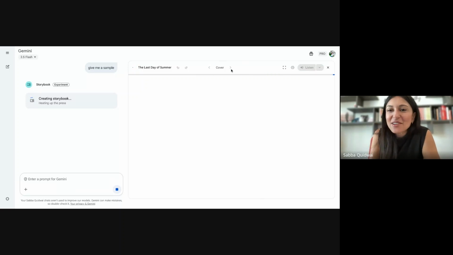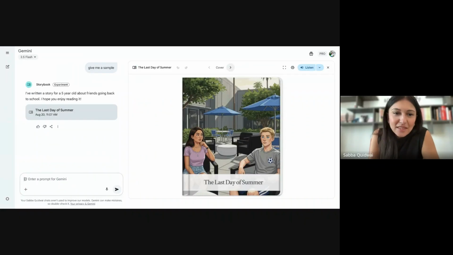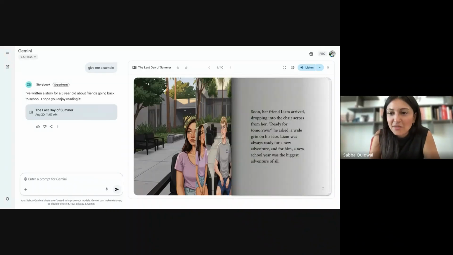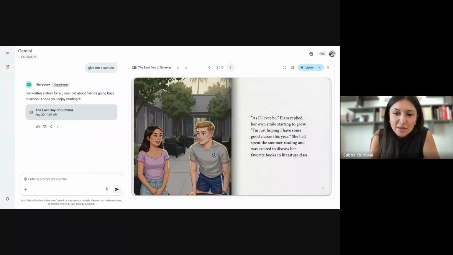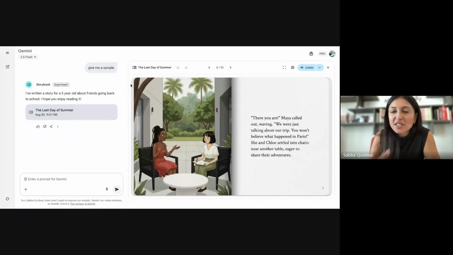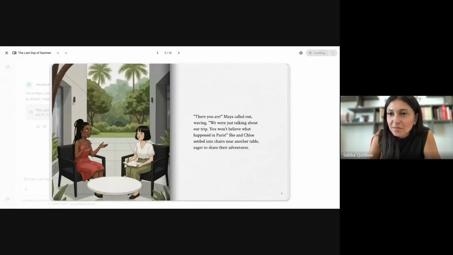So let's go ahead and take a look. It says this is called The Last Day of Summer. Takes a little bit of time, right? But here we go, The Last Day of Summer. So you can see it pulled in parts of my photo and makes it like a cartoon. And then I can come over here and now it says the last day of summer, vacation, and so on. But here we go, we have a story. And I could have been really specific about the names, about all these different things. So this is trained to do it in this way. You can see over here, I could even come and listen.